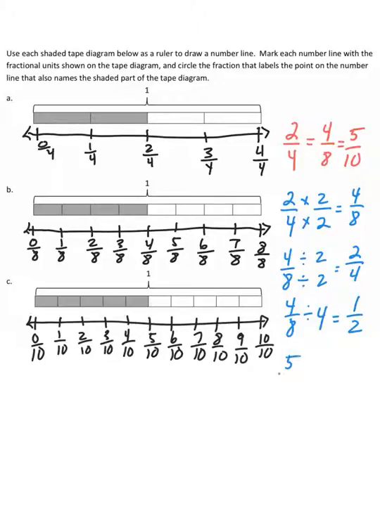And then lastly, we can do 5/10, and we can divide the top and the bottom by 5 to get 1/2, because 2/4 is equivalent to a half, 5/10 is equivalent to a half, 4/8 is equivalent to a half. So we could show and demonstrate using tape diagrams and number lines how fractions are equivalent.